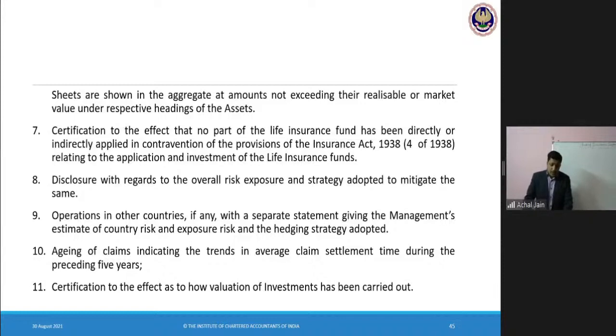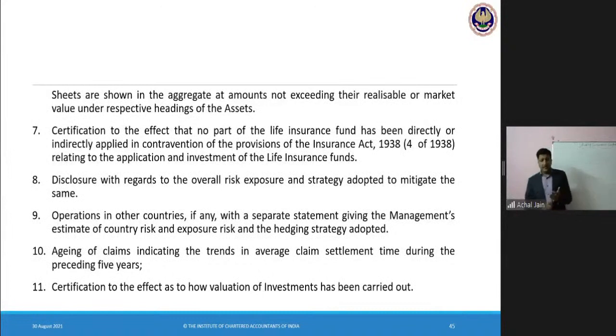Further on to this, certification to the effect that no part of the life insurance fund has been directly or indirectly applied in contravention of the provisions of the acts which are applicable to the fund. Disclosure regarding overall risk exposure and strategy adopted. Now, what is this overall risk exposure? Now, we are not talking about any specific exposure in relation to any process. No. We are talking about overall risk exposure to the business. Means what all risks are there.